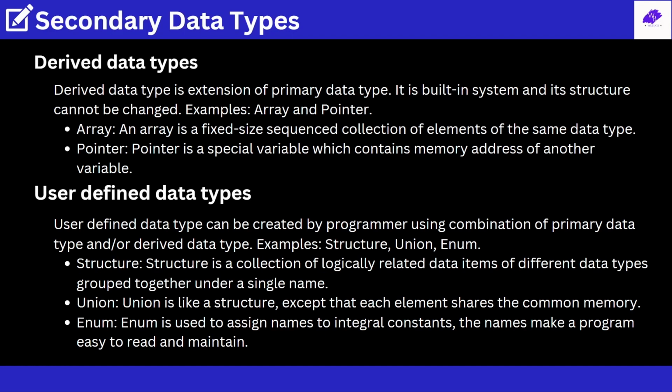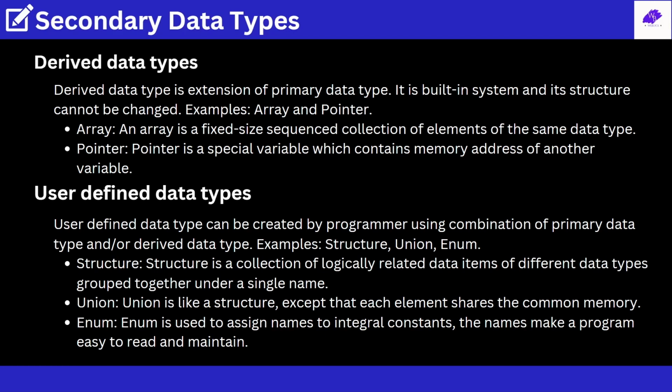So first is structure. A structure is a collection of logically related data items of different data types grouped together under a single name. So from the definition, it is clear that a structure will contain more than one data type in a single structure, that is integer, float, character. All these data items will contain some value, and all are stored in a group called a structure.